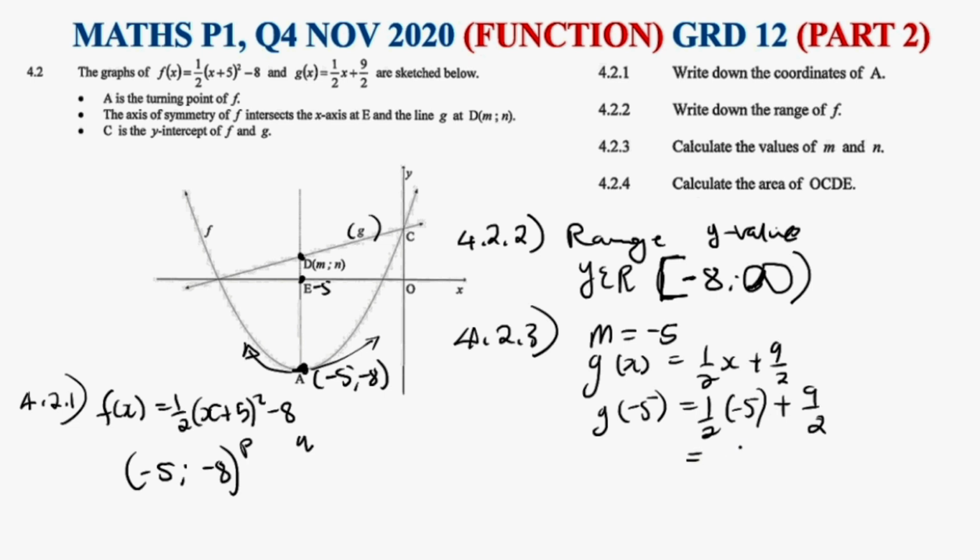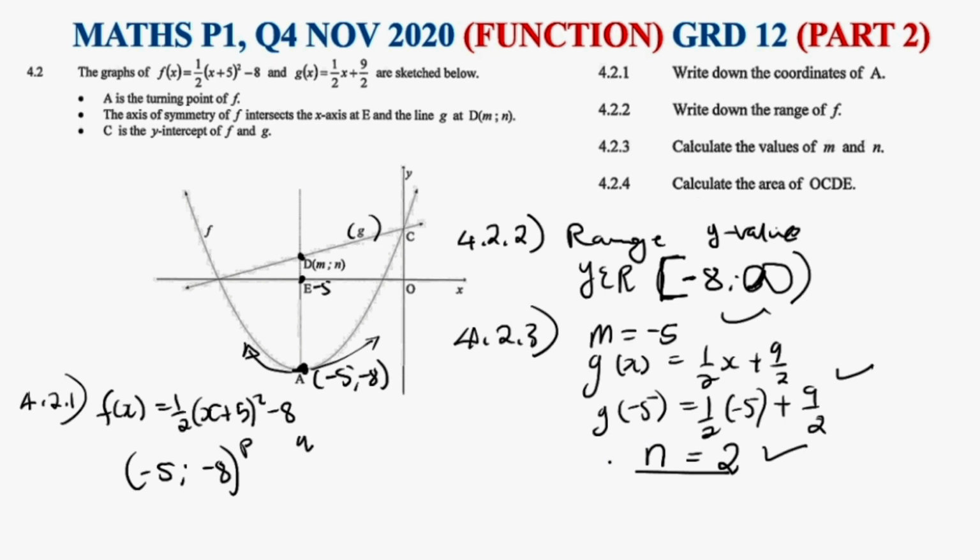I'm going to go ahead and punch this in our calculator. When I punch this in my calculator, this is what I found. This is equal to, let me see, yeah, 2. So therefore n is equal to 2, and therefore you should get your marks there for calculating that and also for working it out.